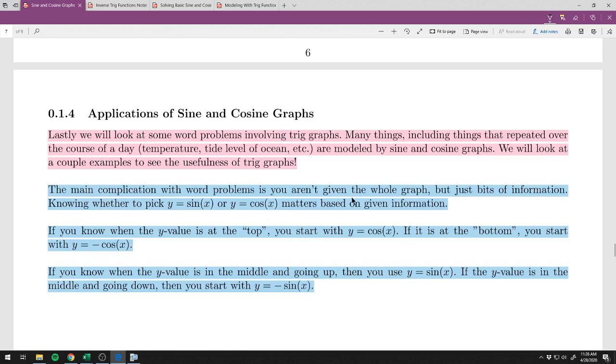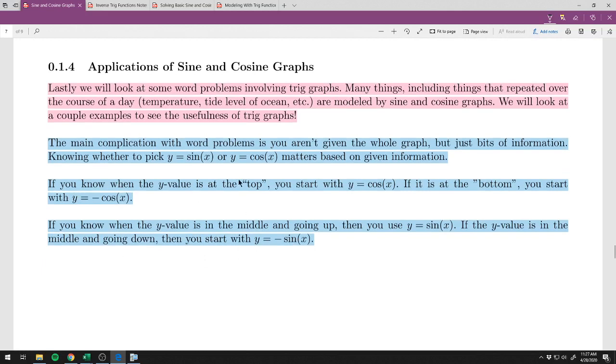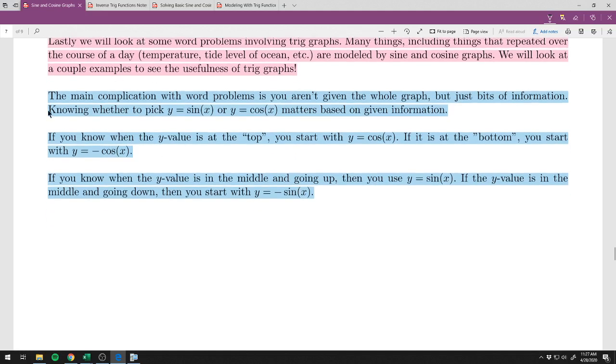All right, but like I have here, the main complication of word problems is you aren't given the whole graph, but just bits of information. Knowing whether to pick y equals sine of x or y equals cosine of x matters based on the given information. And I have here again the top and the bottom, using cosine or negative cosine. If you're in the middle and going up, you use sine. If you're in the middle and going down, you use negative sine. So we talk about that a lot. You can write that down again.